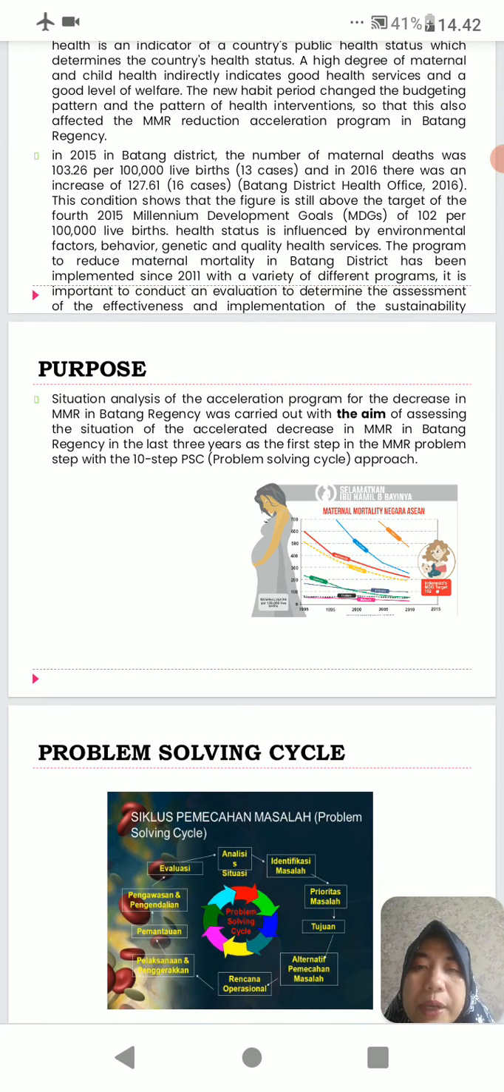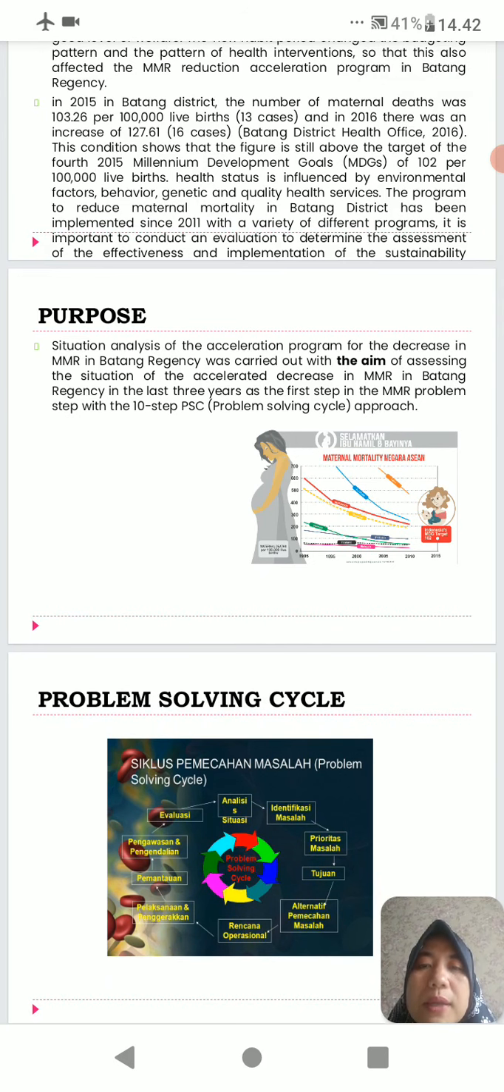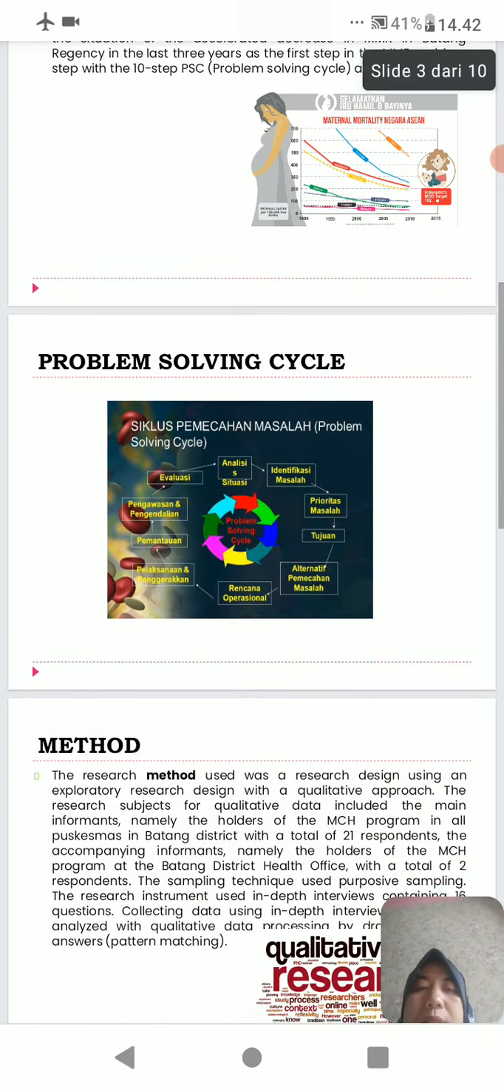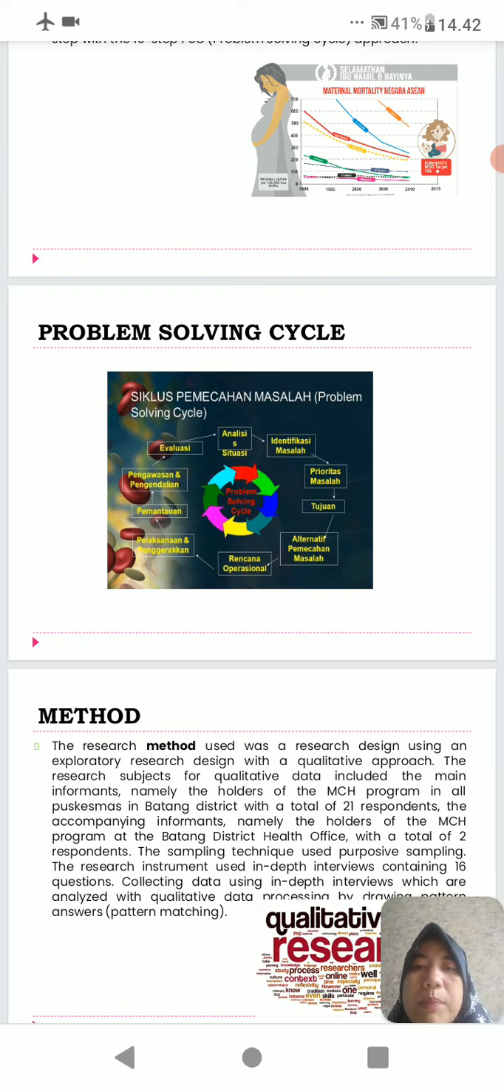Okay, the purpose of my research, according to the title, situation analysis of the acceleration program for the decrease in MMR in Batang Regency, was carried out with the aim of assessing the situation of the accelerated decrease in MMR in Batang Regency in the last 3 years, as the first step in the MMR problem solving with the 10-step problem solving cycle approach. This is the illustration of the problem solving cycle that is the theory base in my research.